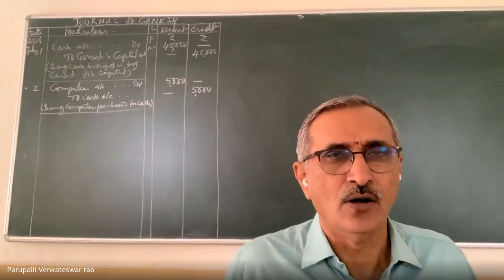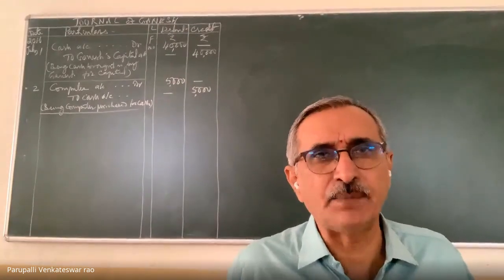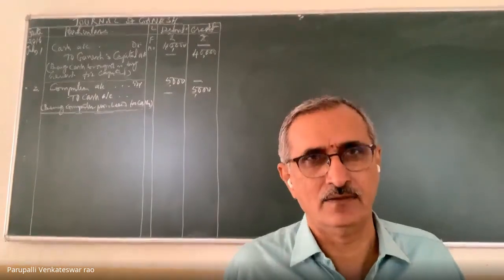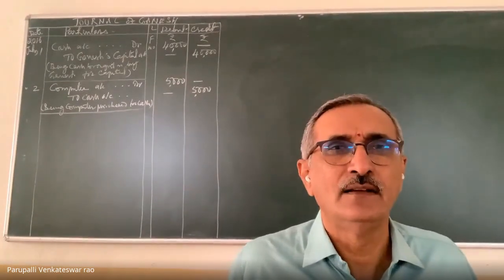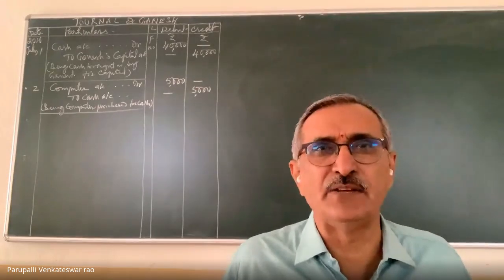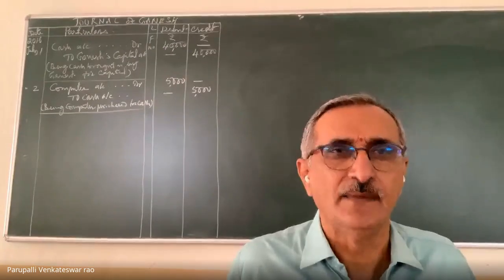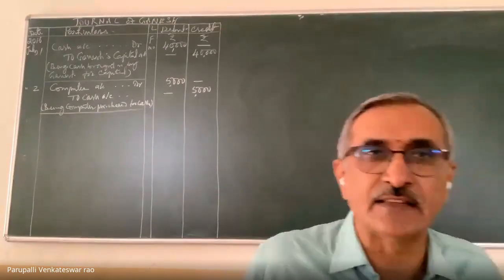Who is giving? Godrej company is the giver. Godrej company is a personal account. A personal account is to be created. It is a benefit giver. Godrej company is the benefit giver. So therefore, Godrej company account is credit. Entry is finally furniture account debit at 15,000.